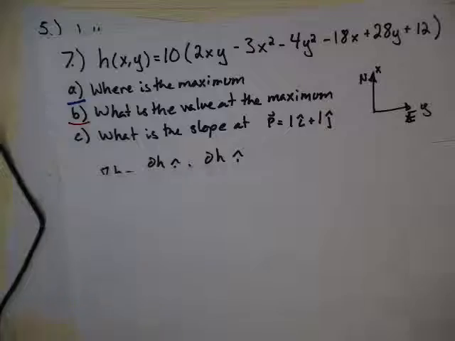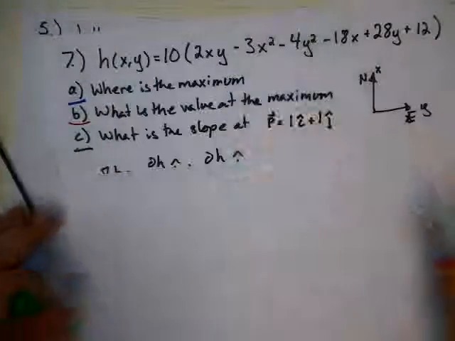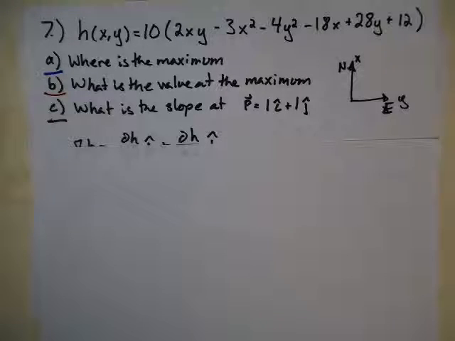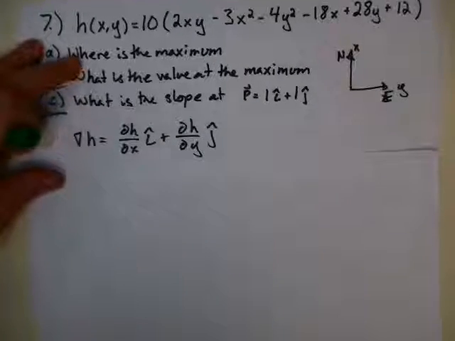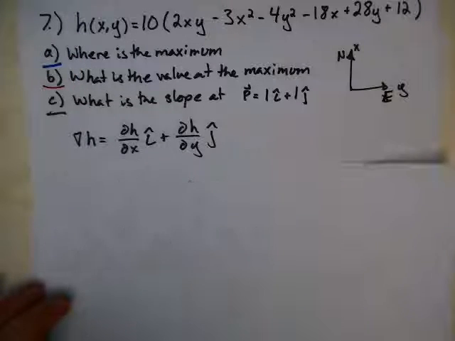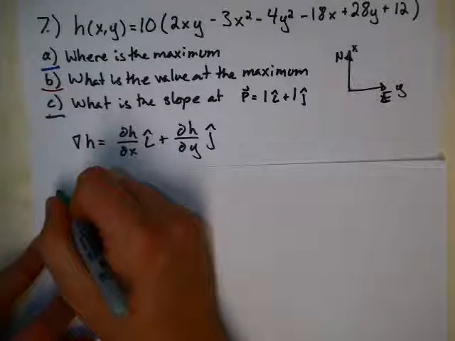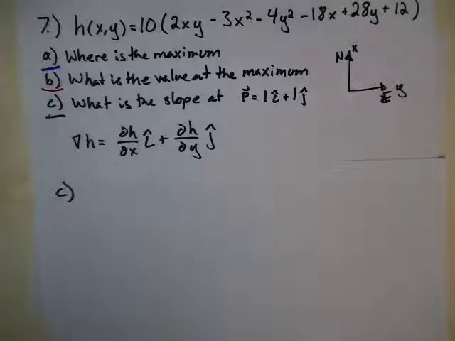The final problem is the question of what is the slope at the point minus 1 i plus 1 j. And there is the definition of the gradient. The magnitude of the gradient is going to give the slope. So we'll go ahead and calculate the gradient first.